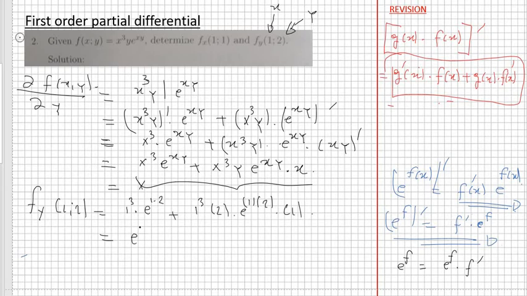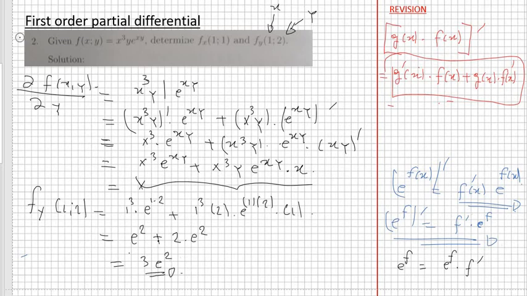So you have e to the power of 2 plus 1 to the power of 3, 1 multiplied by 2 gives 2, and then we have e to the power of 2. So if you add up these two terms, you have e to the power of 2 plus 2e to the power of 2. So that gives 3e to the power of 2.